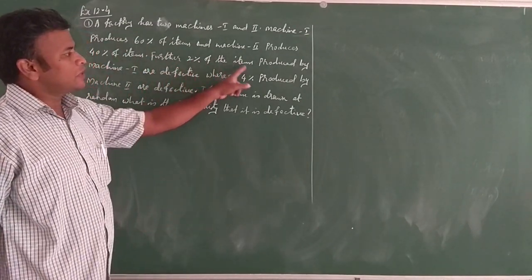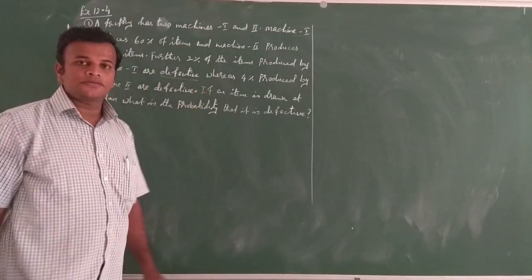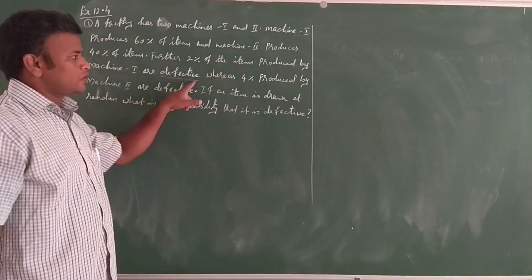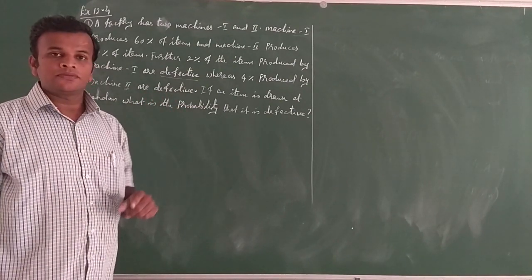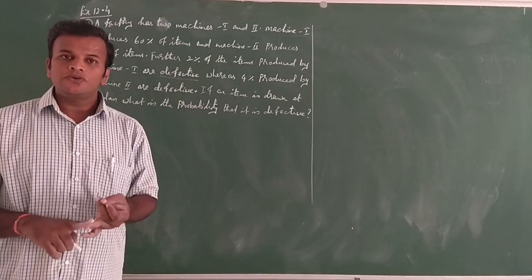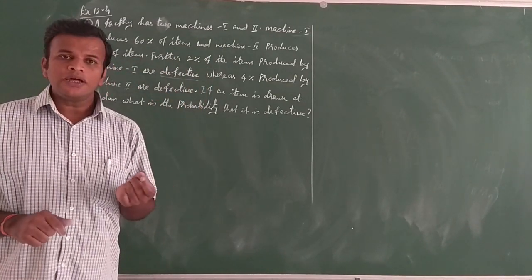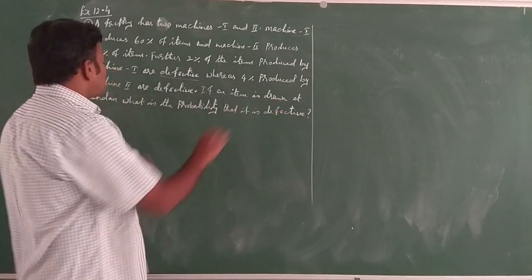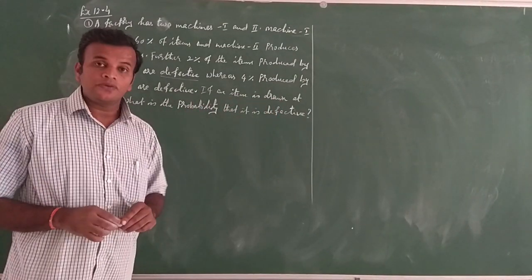Further, 2% of the items produced by machine 1 are defective. Defective means some damage. 2% of the items produced by machine 1 are defective, whereas 4% produced by machine 2 are defective. So in machine 1 and machine 2, a very few of the items are defective. That is a chance. Then the question is, if an item is drawn at random, what is the probability that it is defective?